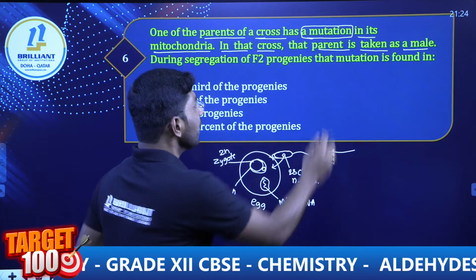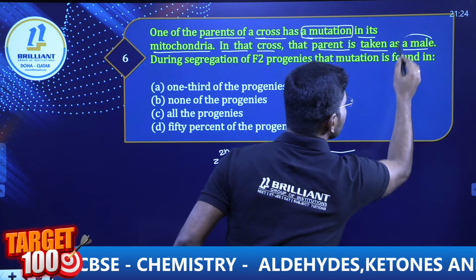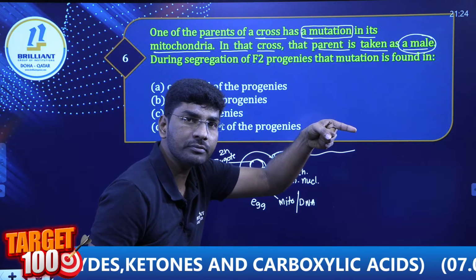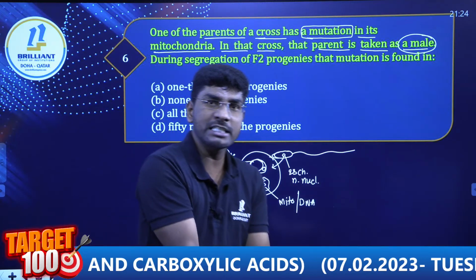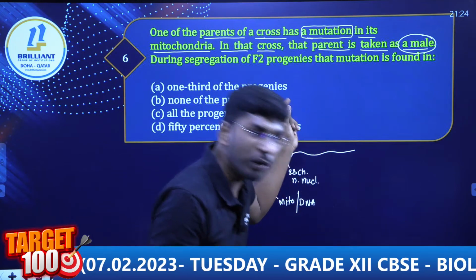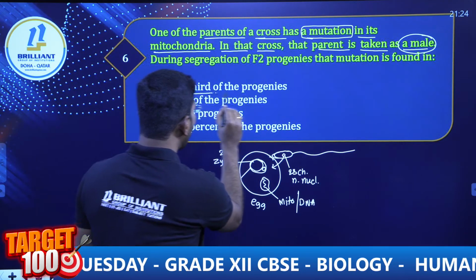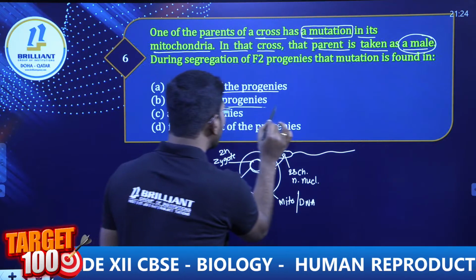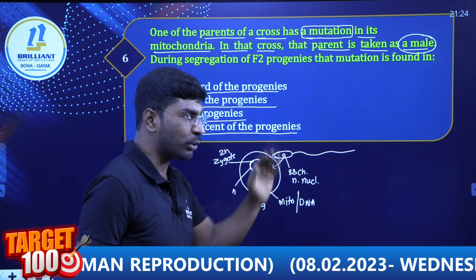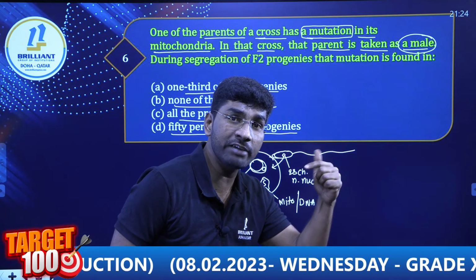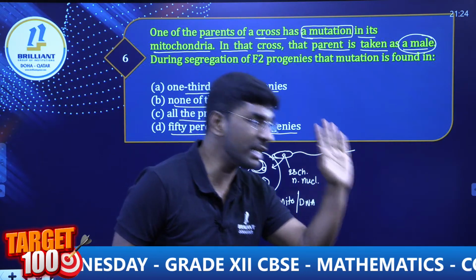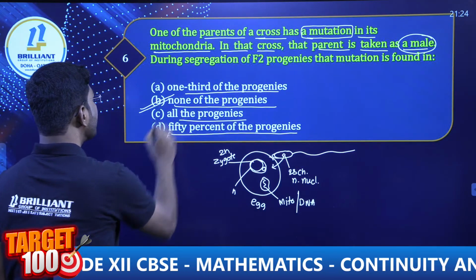But in the question, the mutation takes place in the male partner. That means the mutation is in the mitochondria of the sperm. The mitochondria of the sperm is not participating in fertilization. So what's the problem? Pick up your answer. The options: 1/3 of the progeny affected, none of the progeny affected, all the progeny affected, 50% of the progeny affected. What will be the answer if the mitochondrial DNA is not participating in fertilization? None of them. So we can write the answer is option B.